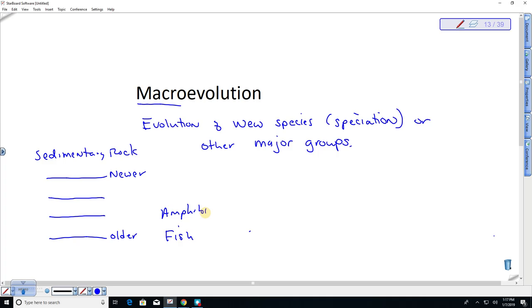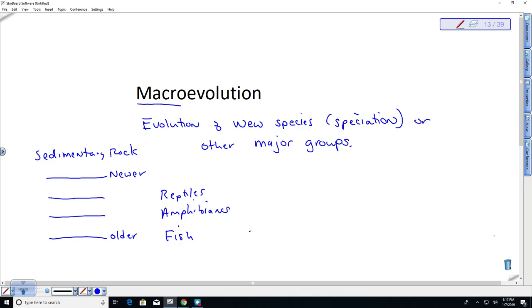Right? So amphibians, and there was actually a point in time where we had the age of the amphibians. You might see giant salamanders in the fossil record that are this big. They're huge. Frogs are also amphibians, salamanders, newts. And then we see the evolution of reptiles, and we have the age of the reptiles, and that would include the dinosaurs.